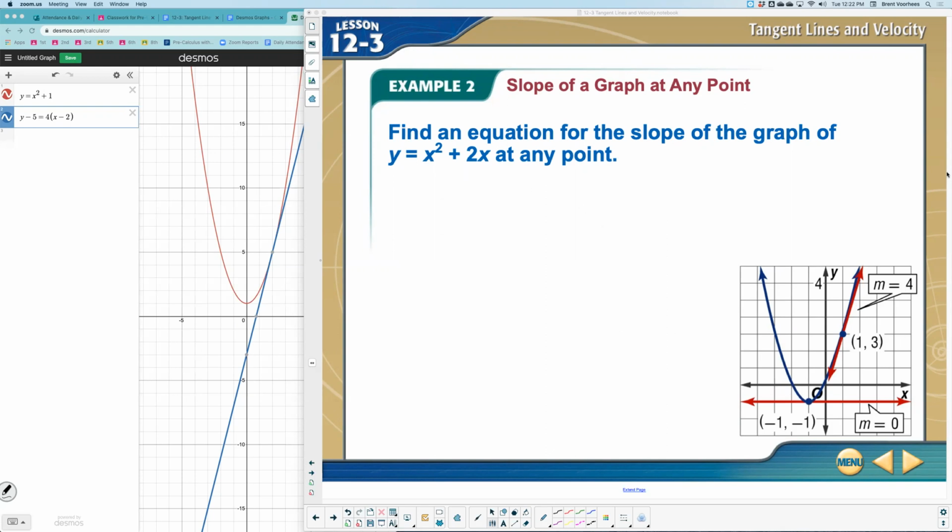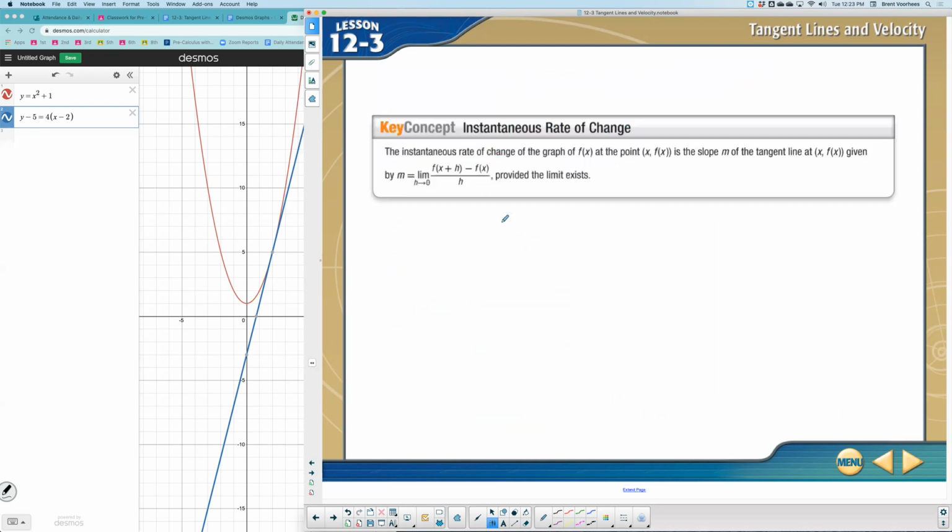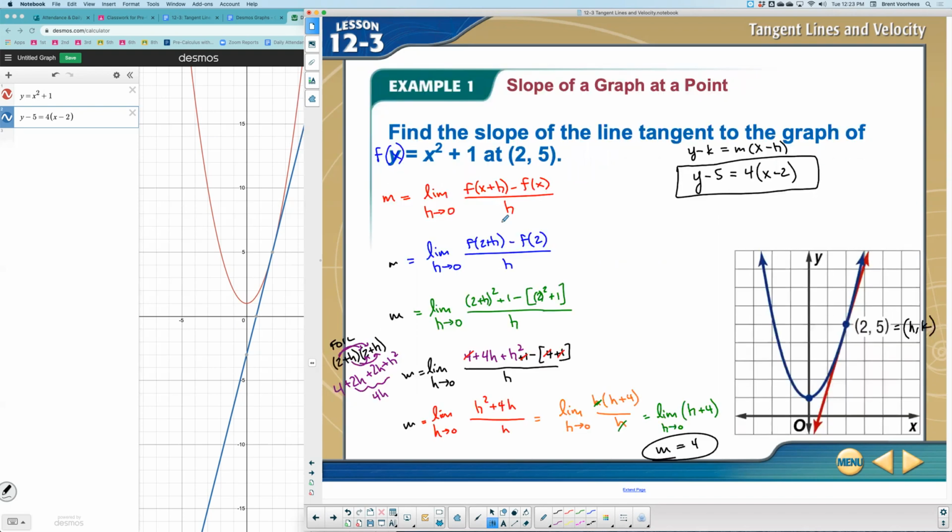So I'm still going to use that same formula that we were given at the very start of the lesson, that the slope will equal the limit as h approaches 0 of f of x plus h, minus f of x, divided by h. You can see now that my formula is the same one I used on example 1, and it's the same formula given here as the instantaneous rate of change.